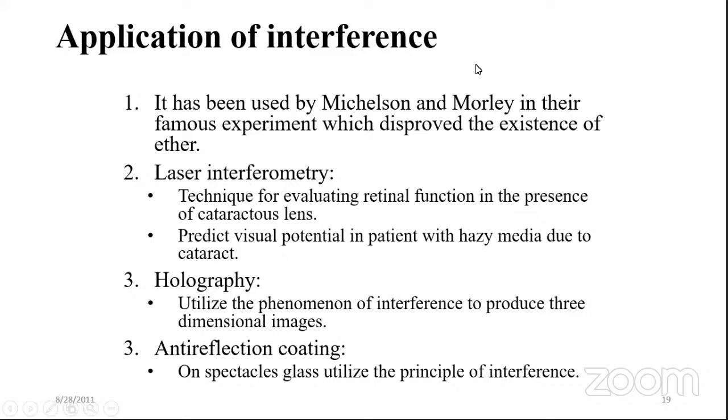And applications of interference. What are the applications of interference? First of all, it was used by Michelson and Morley in their famous experiment, which disproved the existence of ether. And interference is used in laser interferometry, a technique for evaluating retinal function in the presence of cataractous lenses, to predict visual potential in patients with hazy media due to cataract. And interference is also used in holography, which utilizes the phenomenon of interference to produce three-dimensional images.